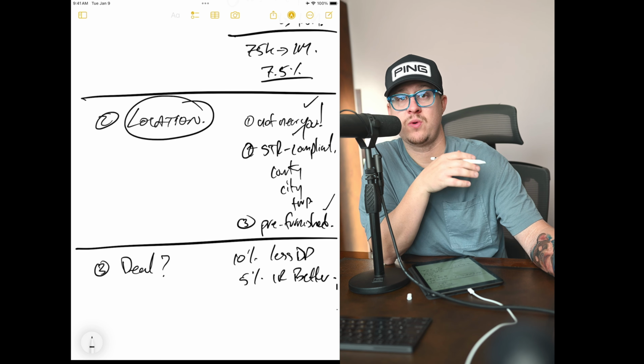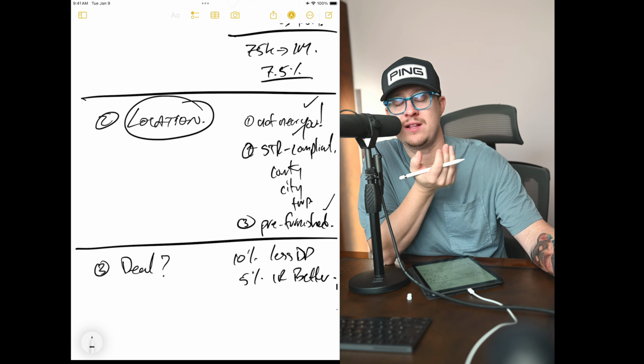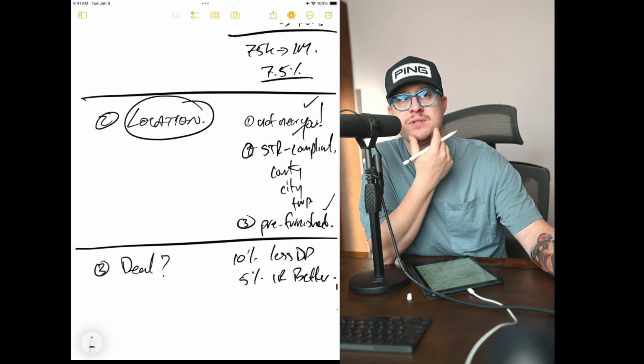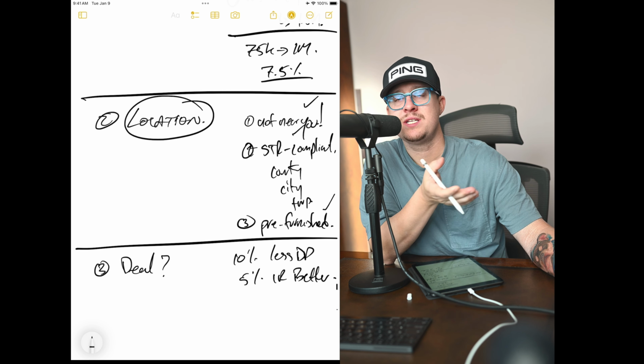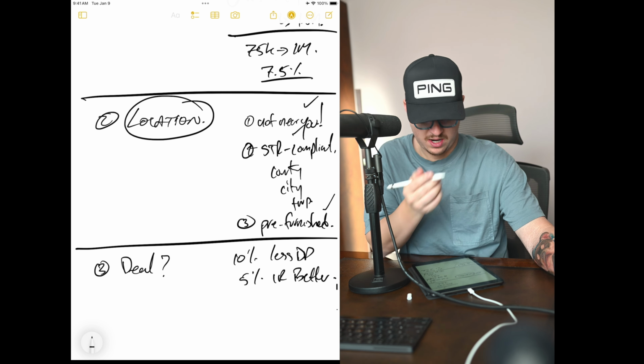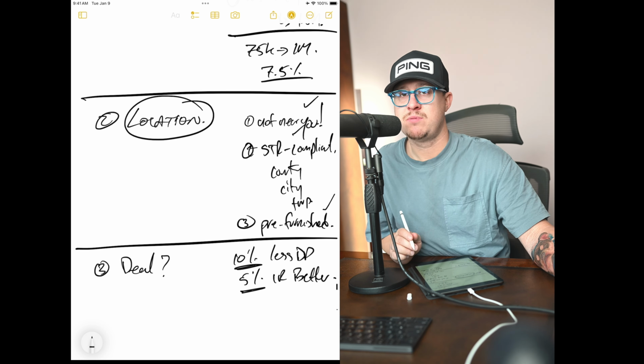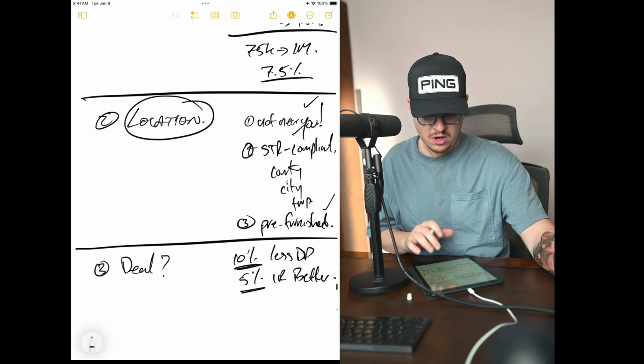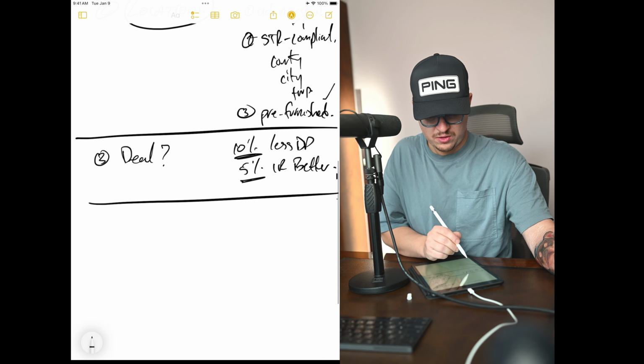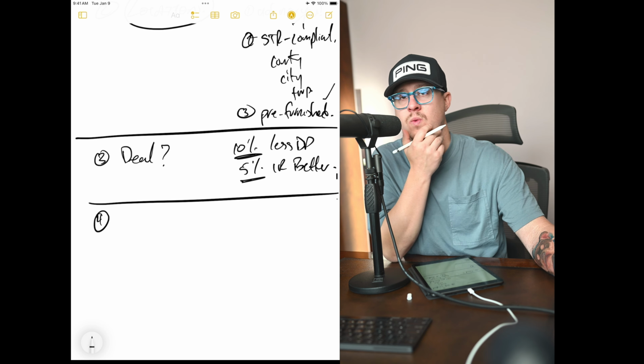I have homes I put 20%, 25% down, homes that I have 9% interest rates on with bank loans. There's a lot of different types of deals that you can do, but this is the deal optimization, okay? So 10% down, less payment, 5% interest rate. Now, what are some of the other things that you should consider when you get into a deal?